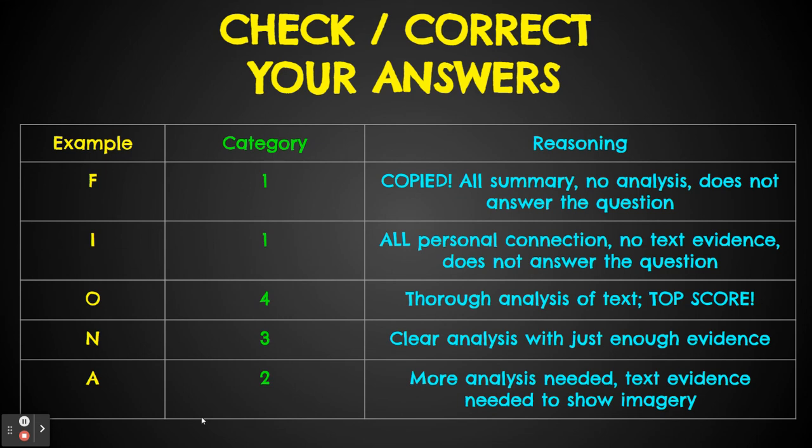And the A essay got a 2. There was just not enough analysis and not enough talking about the evidence. And yeah, I said text evidence needed to show imagery. I'm not sure why I put that, but this just needed more analysis, talking about the evidence. And again, the analysis is your original thinking about the evidence, the most important part of your essay. That's what the 2 people who read your essay, that's what they're going to really be looking for.